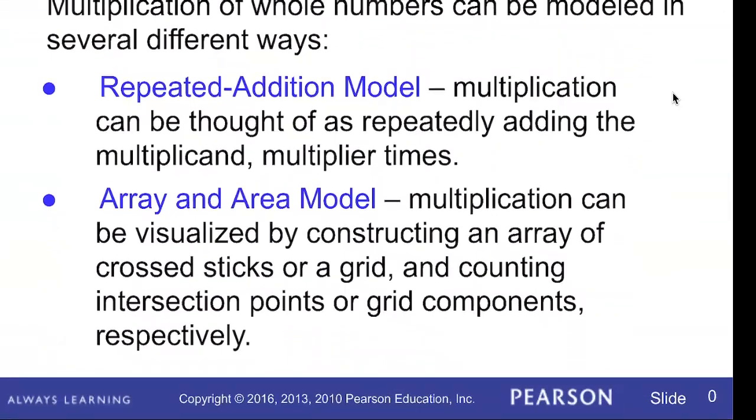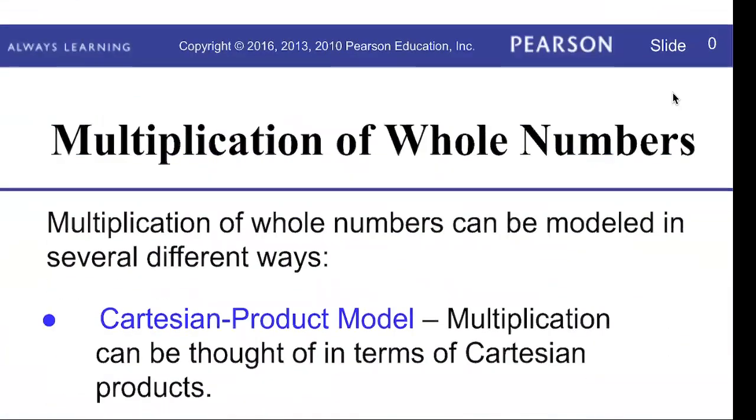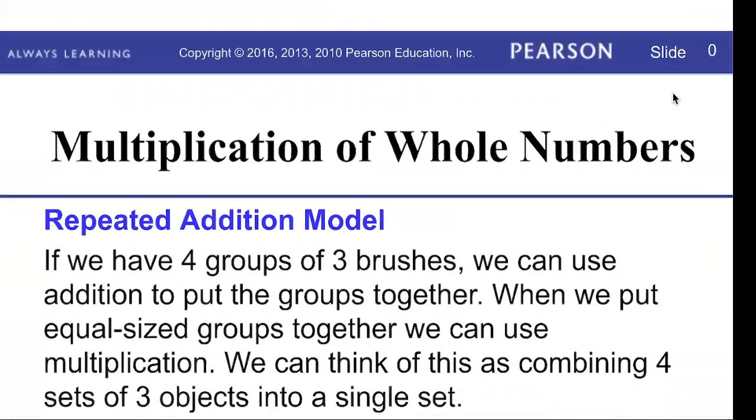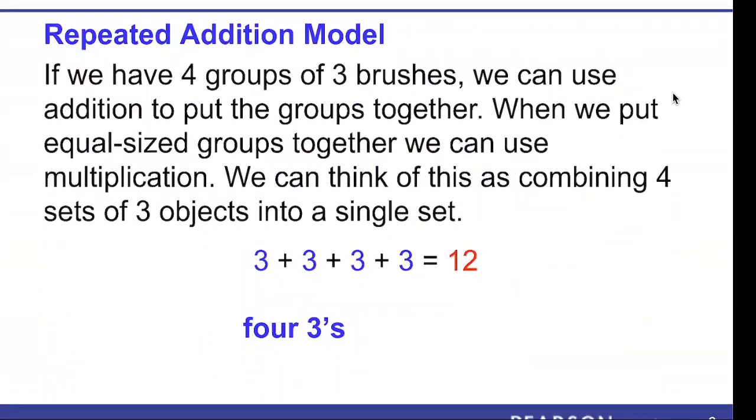Okay, the repeated addition model is the one we'll look at first here. I'll spend a little bit of time on Cartesian product just because it's so strange. Okay, 4 groups of 3 can be seen as adding 3 4 times. So that's the repeated addition. That's how a child might do it. 3 plus 3 plus 3 plus 3, but they're learning that 4 groups of 3 is equal to 12.